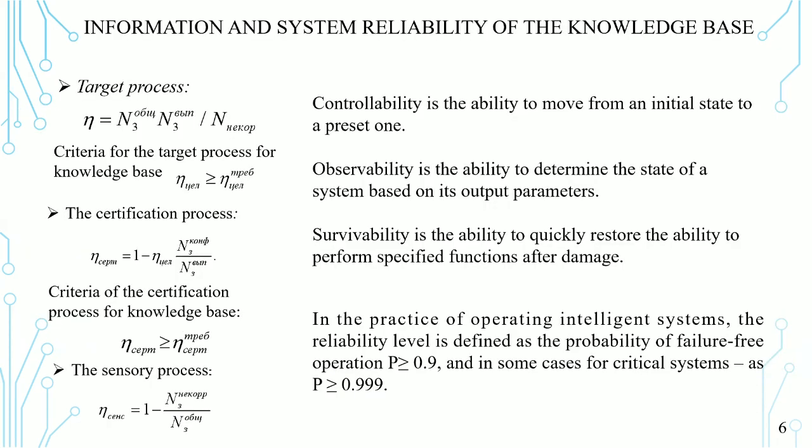So the next aspect is the information and system reliability of the knowledge base. Here we define three processes of its operation. The target process means that all the tasks of the system's life cycle are solved. The certification process means that all the tasks that stand for conflicts resolution are solved, and the sensory process means that all the tasks that the expert system solves are accompanied by the relevant information from the knowledge base, and it leads to the controllability, observability, and survivability of the system in general.